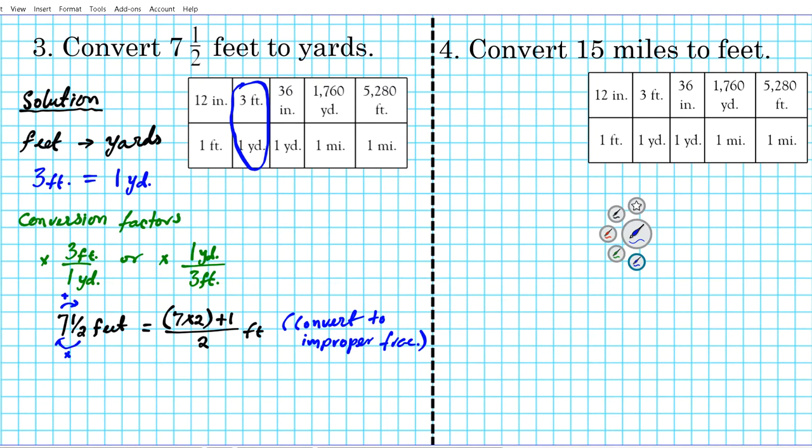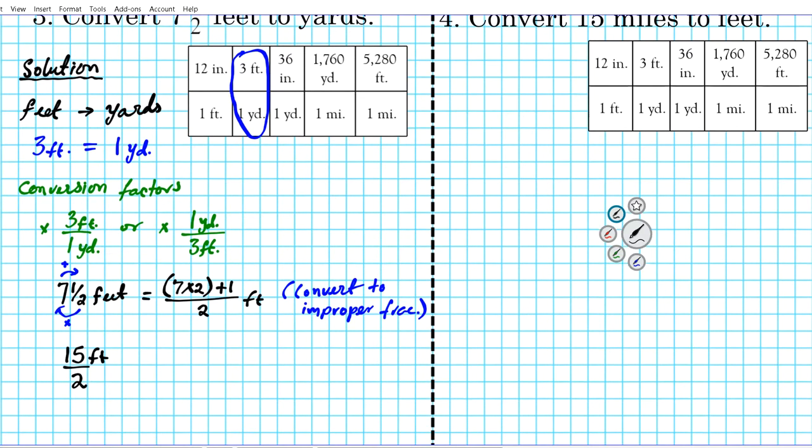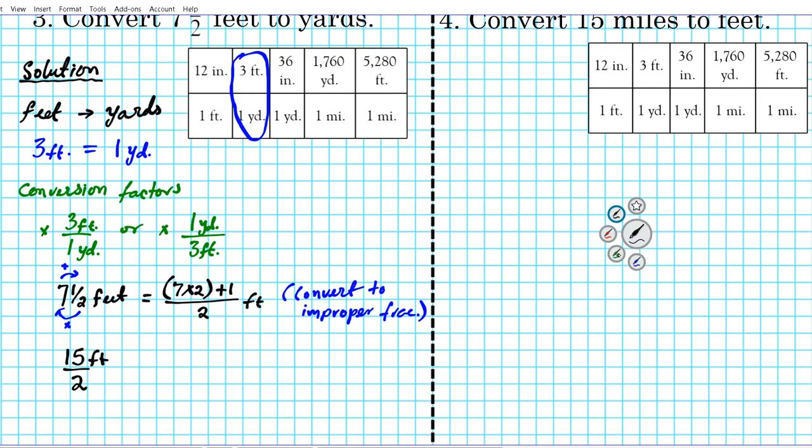Let's do it. 7 times 2 is 14, plus 1 is 15. So it's going to be 15, with the unit in the numerator, over 2. 15 over 2 feet. Now, what conversion factor are we going to use? Remember, what goes up comes down. We have feet up here, so that's what comes down in the conversion factor, feet per yard. Which one are we going to use? The one that has feet on the bottom and yard on top. This one right here. So multiply by that.